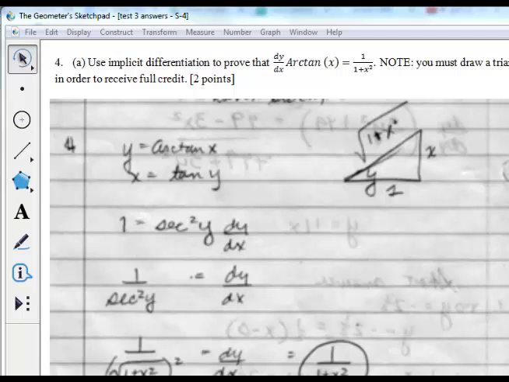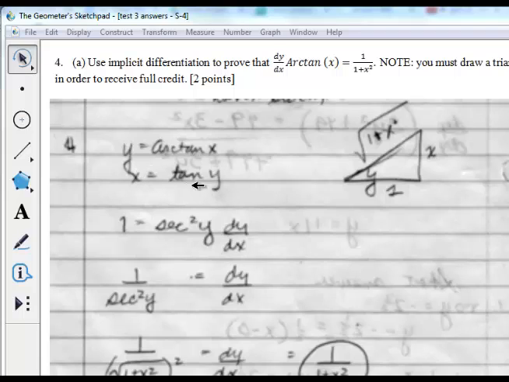Okay, in 4a, you're asked to use implicit differentiation to prove that the derivative of y with respect to x of arctan x is 1 over 1 plus x squared. And I do want you to draw the triangle so that I know that you're interpreting this notation correctly. So y equals arctan x means that y is the angle whose tangent is x. Another way to say that is x is equal to the tangent of y.